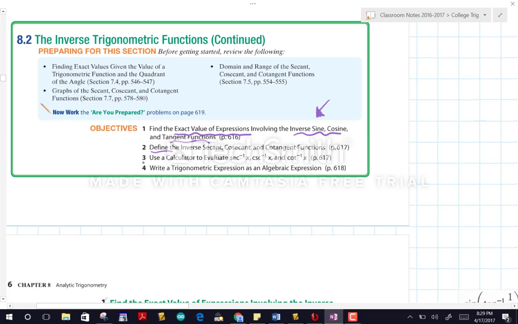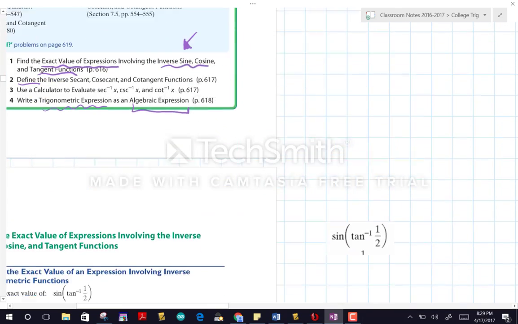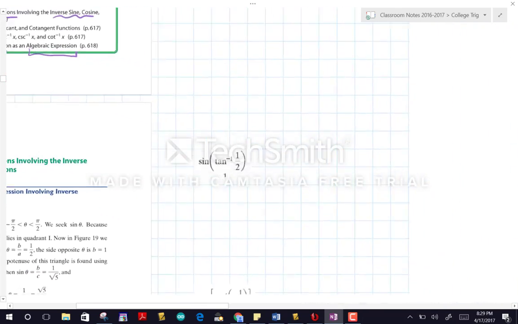We're going to look at how to use a calculator to evaluate those, and that's what we'll be doing most of the time for our inverse secant, cosecant, and cotangent functions. And then we're going to find out how to change a trigonometric expression into a completely algebraic one that doesn't use sine, cosine, tangent, secant, cosecant, doesn't use any of those. It just uses algebra.